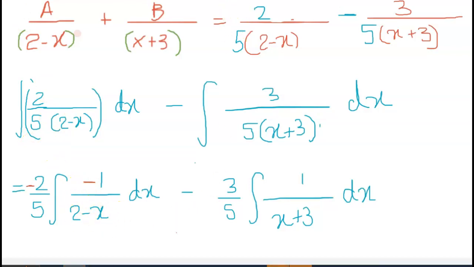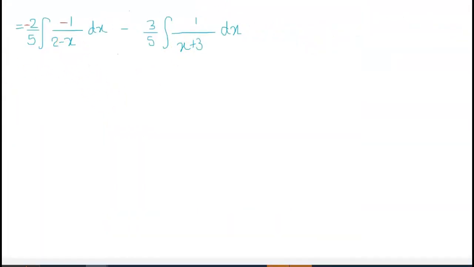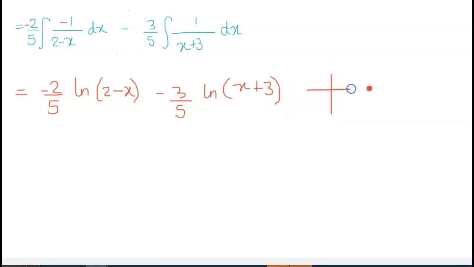Now, once I got this, I need to integrate. According to the rule, the integration of that one is minus 2 over 5 already there. The differential of the bottom exists on the top, so it's going to be ln of 2 minus x. Minus 3 over 5 is there. The differential of that bottom exists on the top, so it's going to be ln of x plus 3. Do not forget this plus c at the end. And this is the answer.